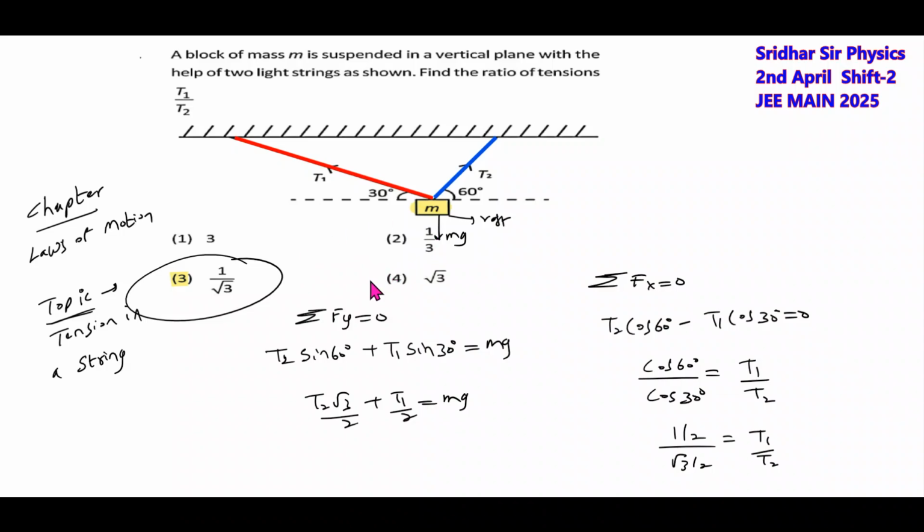A simple idea-based question based on the equilibrium of bodies. In the laws of motion chapter, we do come across equilibrium of bodies. And what about the tension? Tension should always act away from the body. So all these ideas we have applied here. So we'll move to the next question.